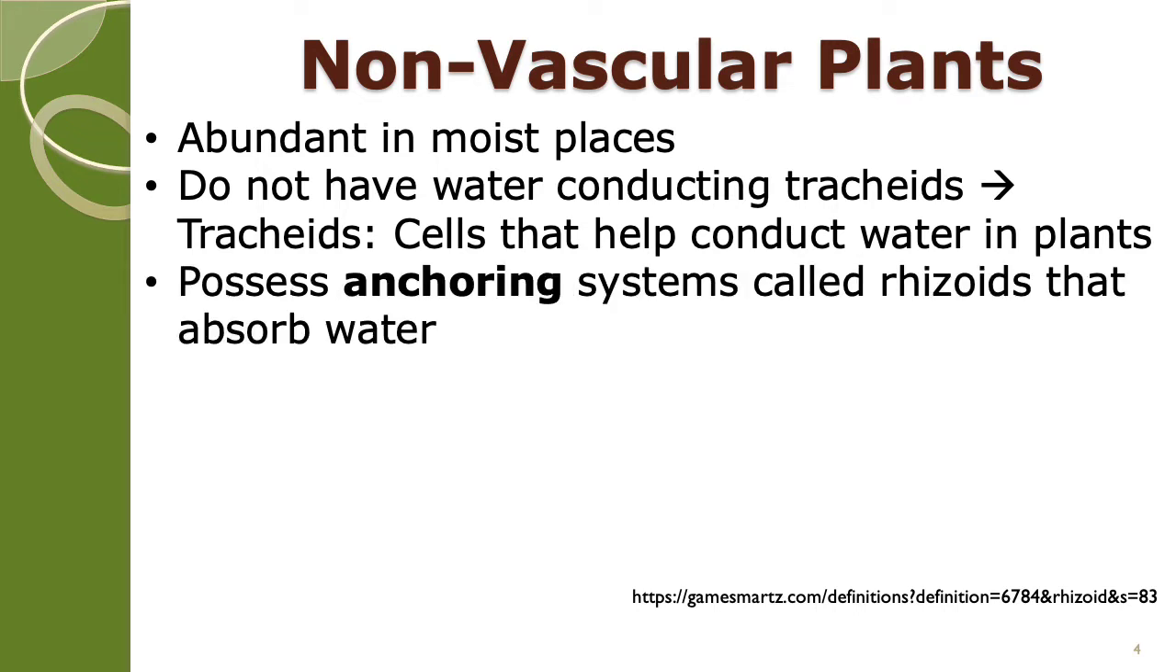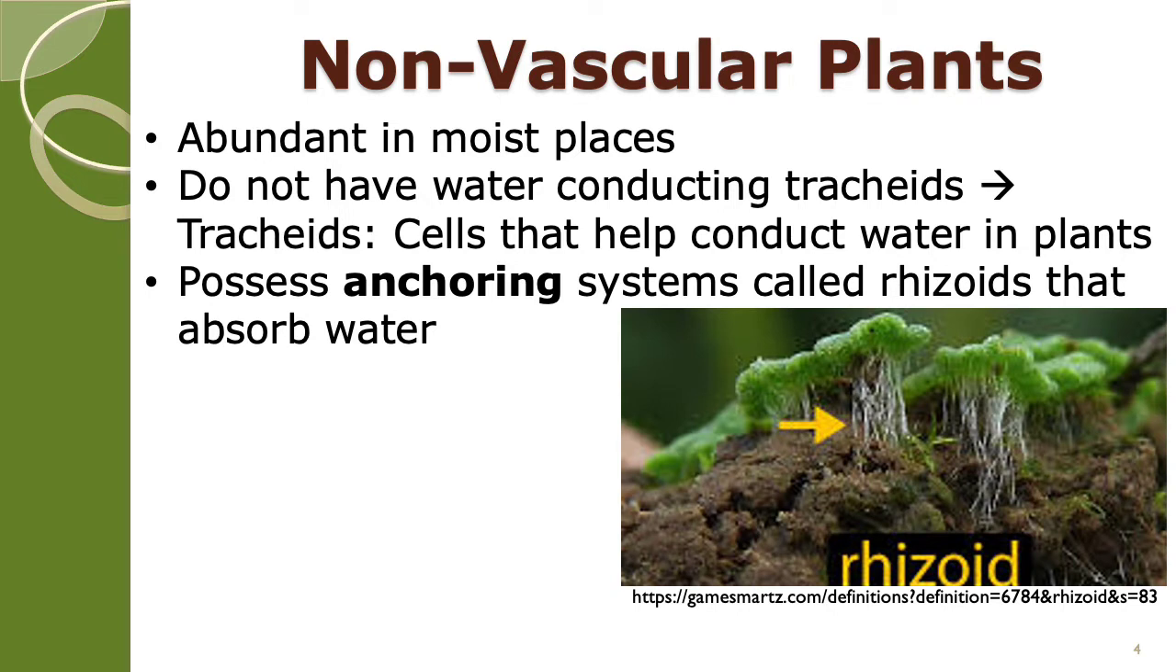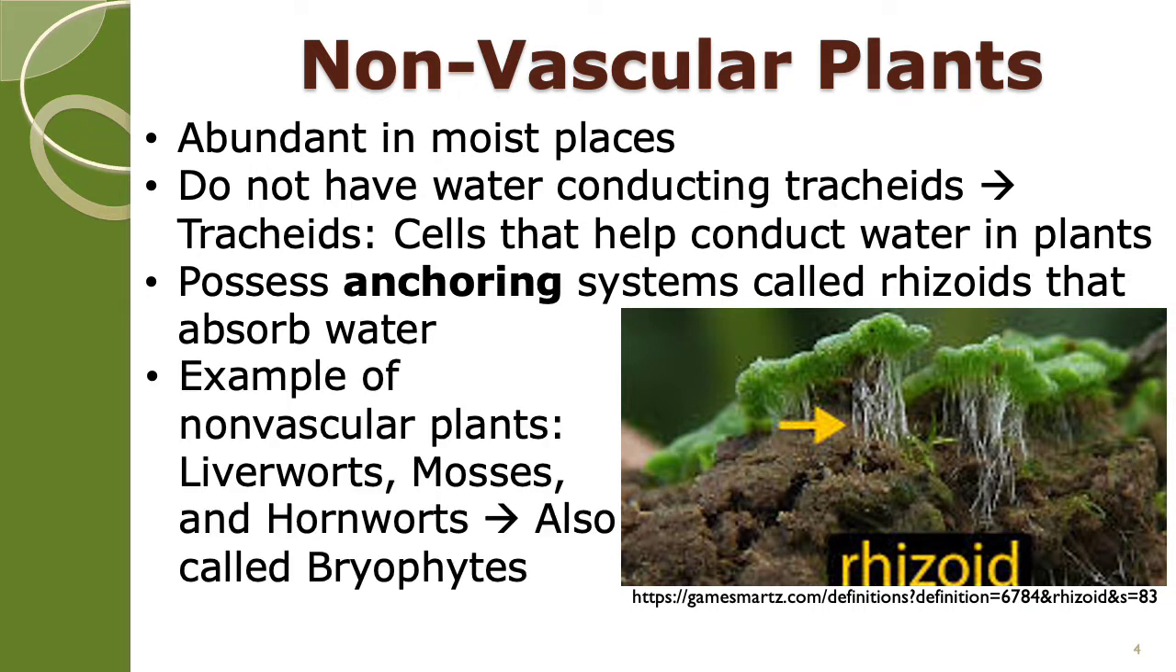Now, non-vascular plants possess anchoring systems that are called rhizoids, and these rhizoids' major role is to anchor the plant in a place. However, they can absorb water also. Here is a picture where we can see these root-like structures called rhizoids, but please remember these aren't actually roots. So they do have their special name, which is rhizoids, and rhizoids are abundantly found in non-vascular plants.